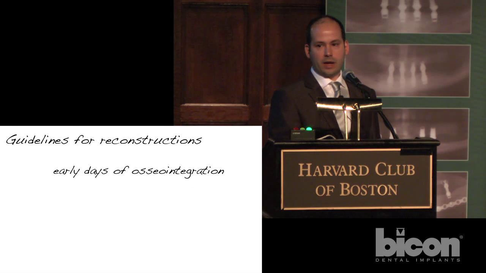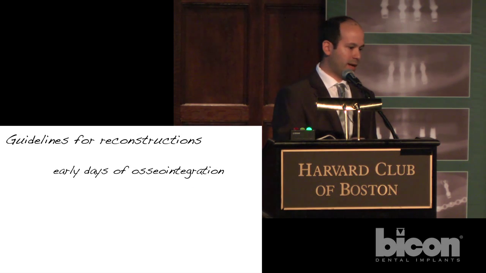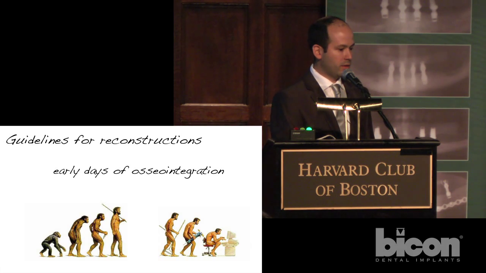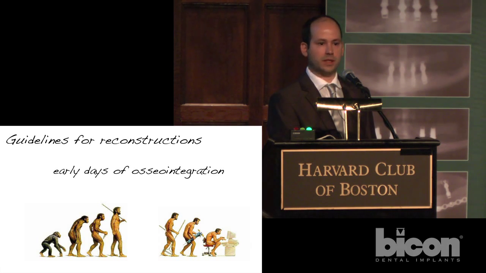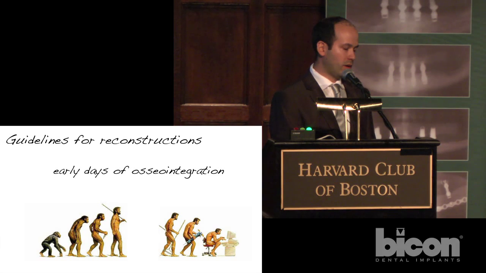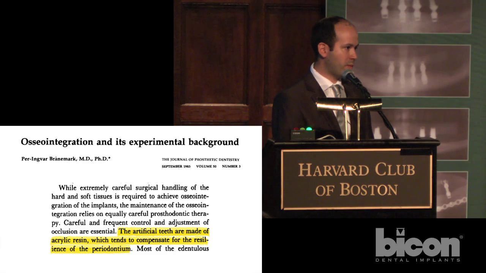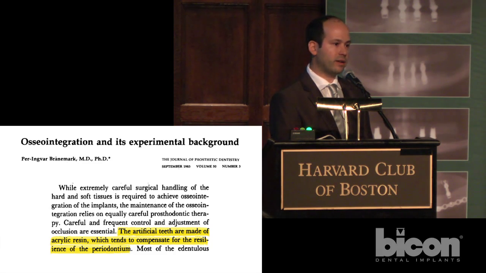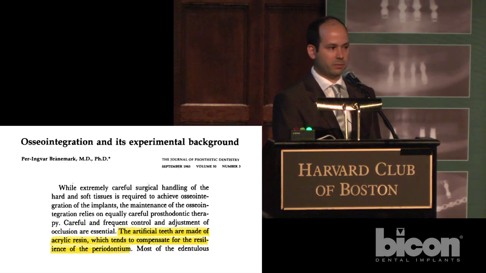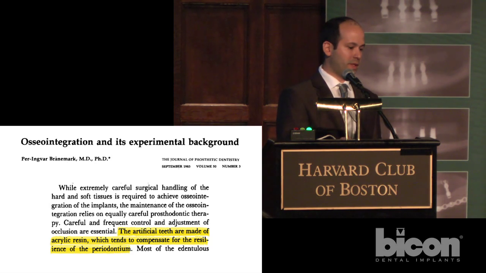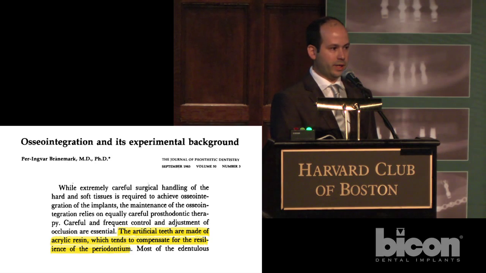So now if we look back at the guidelines for reconstructions back in the early days of osseointegration, there was probably a gap in the course of evolution of prosthodontics, especially for implant dentistry. So you're all familiar with this publication. It's a seminal publication from Brånemark, where he stated back then, although empirically, because we didn't know all this, that artificial teeth made of acrylic resin tended to compensate for the resilience of the PDL.